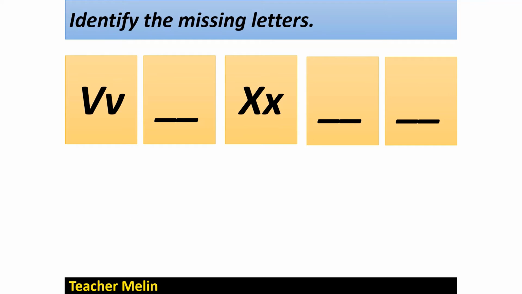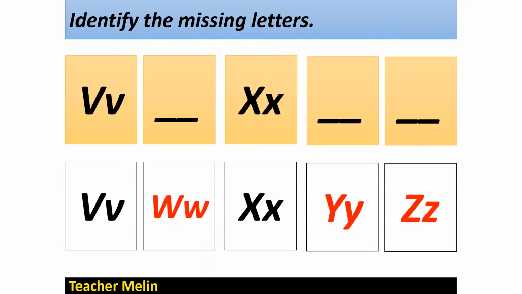How about this? V, blank, X, blank, blank. What are the missing letters? The missing letters are W, Y, and Z.